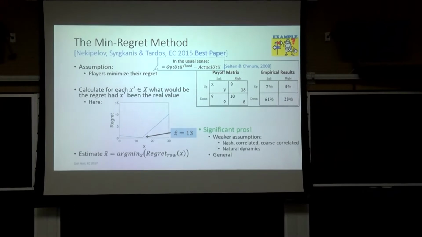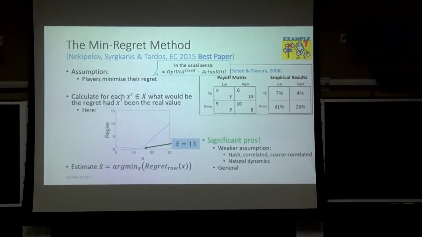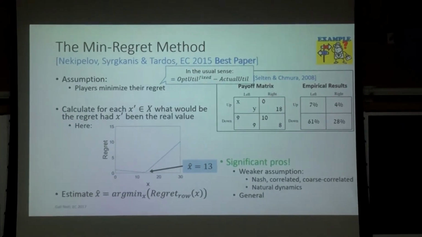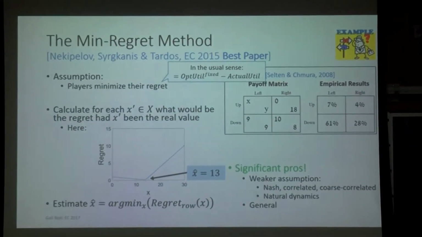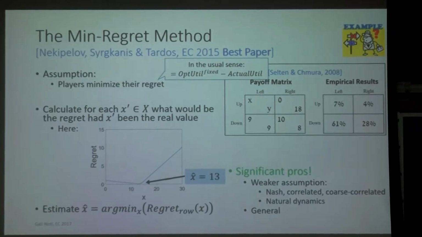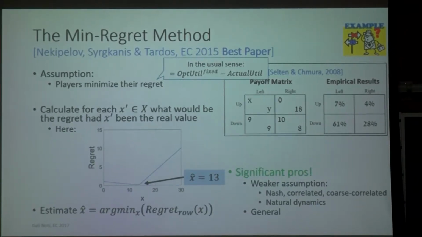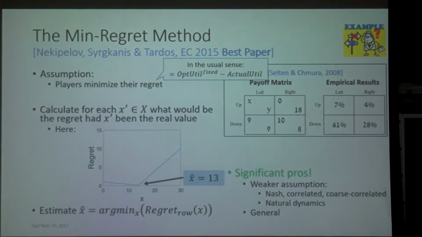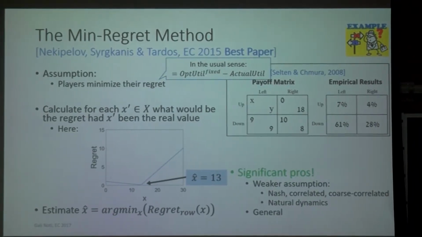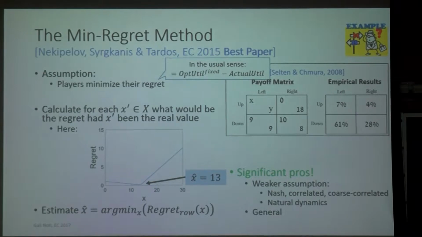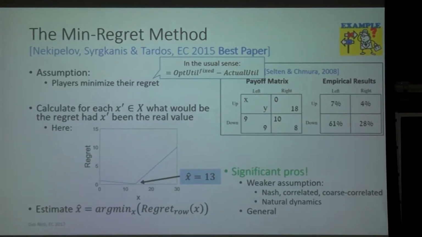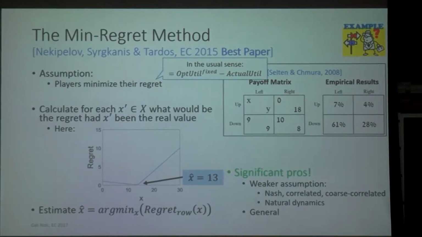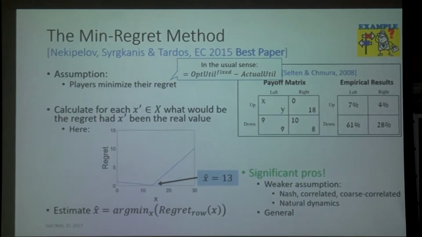Now, this approach has significant advantages. First, it is a strictly weaker assumption than assuming Nash, because we know that if the players are in a Nash equilibrium, they're also minimizing their regrets. But if we assume regret minimization, it allows for much wider families of equilibria, and there are also many natural learning dynamics that guarantee low regret. And the second important point is that notice that this method is general. It was suggested from the context of ad auctions, but it is in fact general for most repeated game settings.